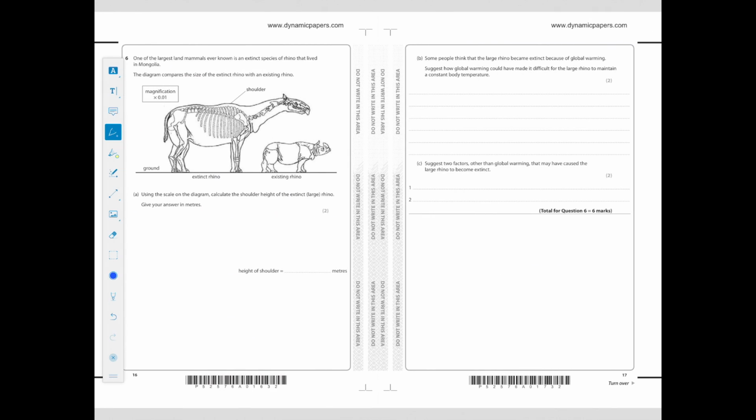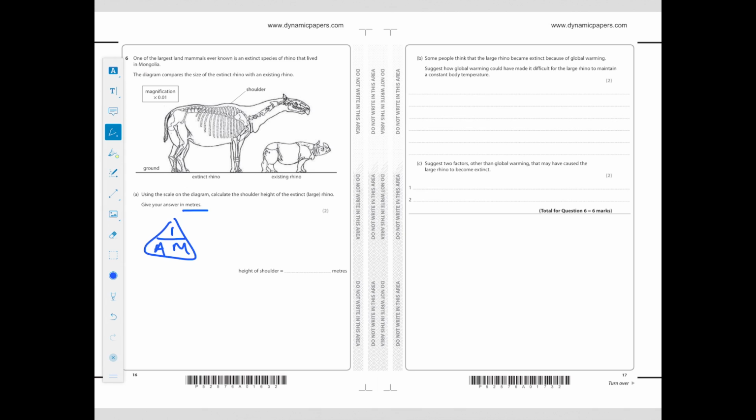6. One of the largest land mammals ever known is an extinct species of rhino that lived in Mongolia. The diagram compares the size of the extinct rhino with an existing rhino. My goodness, that is so much bigger. And our magnification for this is times 0.01. Using the scale on the diagram, calculate the shoulder height of the extinct large rhino. Give your answer in meters, and you want to use this formula triangle, IAM, where I stands for image size, A stands for actual size, M stands for magnification.